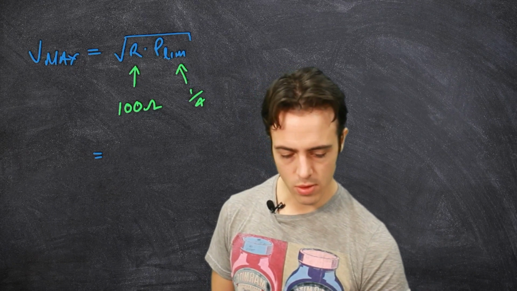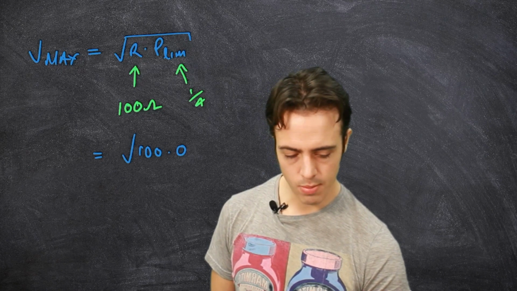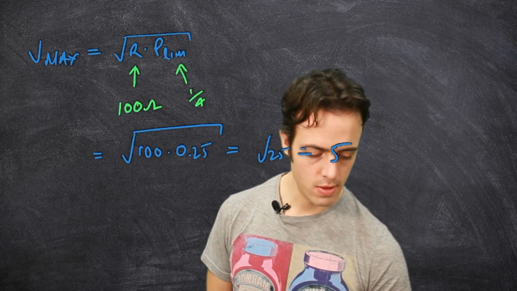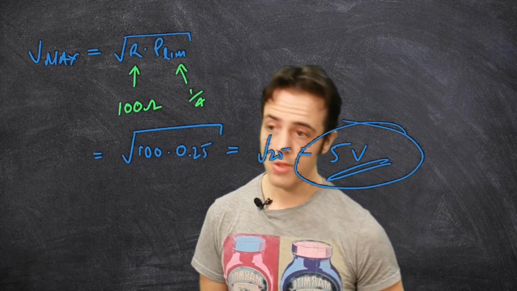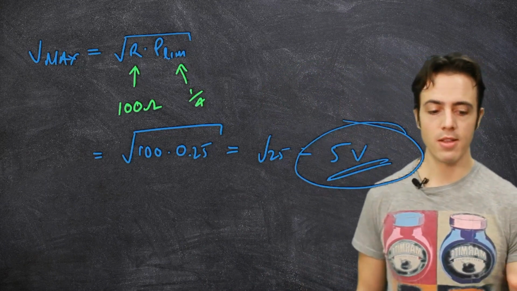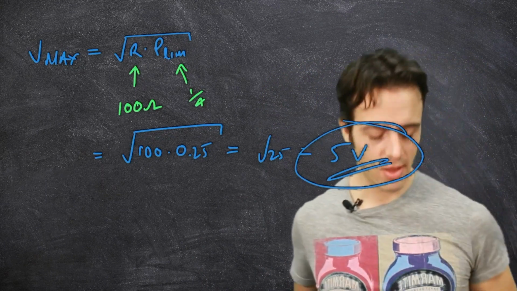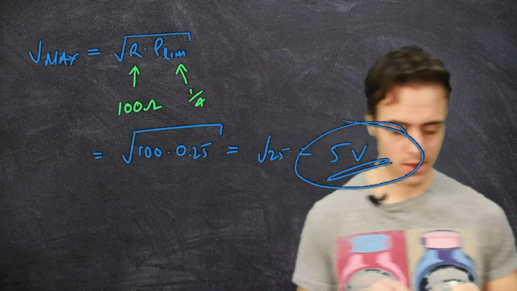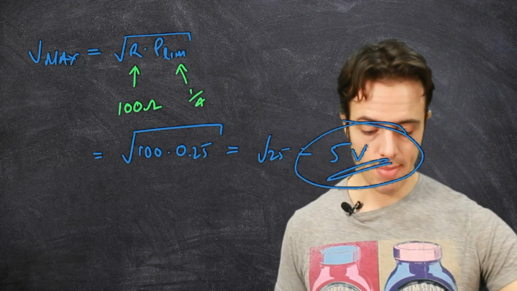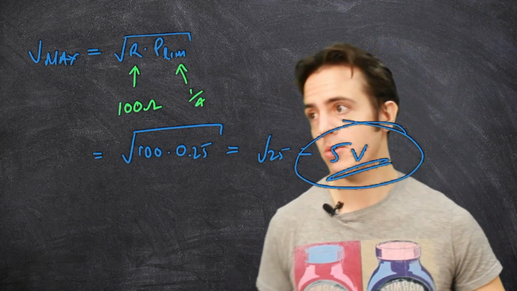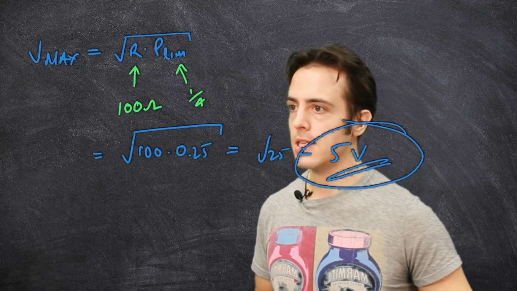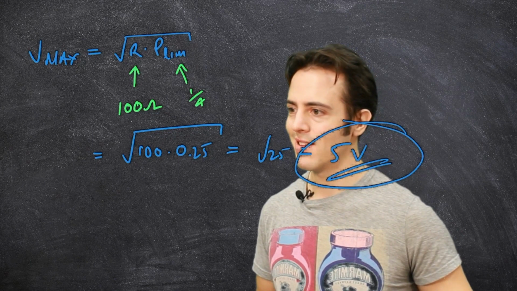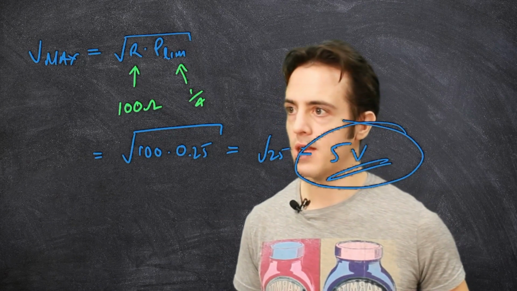So this is therefore the square root of 100 multiplied by 0.25, the square root of 25, 5 volts. So this is telling me the maximum voltage I can safely and reliably take this resistor up to. At values above this, there is a good likelihood that it will not withstand the amount of electrical energy that we're trying to convert into thermal kinetic energy through it. So let's set this up. Let's get rid of the iPad, and let's see if we can set this up as an actual experiment.